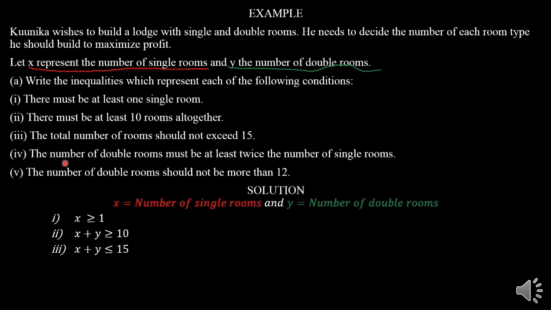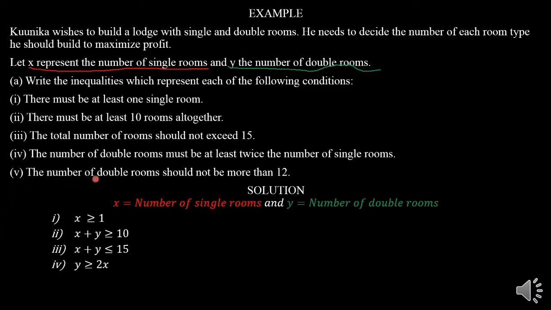Let us go to number 4. The number of double rooms must be at least twice the number of single rooms. Meaning we have more double rooms than single rooms. So we say the number of double rooms, Y, should be at least double the number of single rooms, X. So that is how we do it.